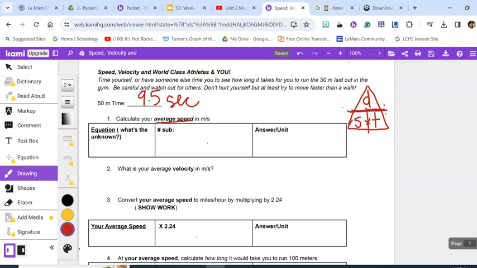So, in every physics problem, you have to have 4 different things. The first thing you have to write is the equation. And when you're looking for the equation, you ask yourself, what's the unknown? Well, speed is the unknown. So what's my equation for speed? Yep, distance over time.